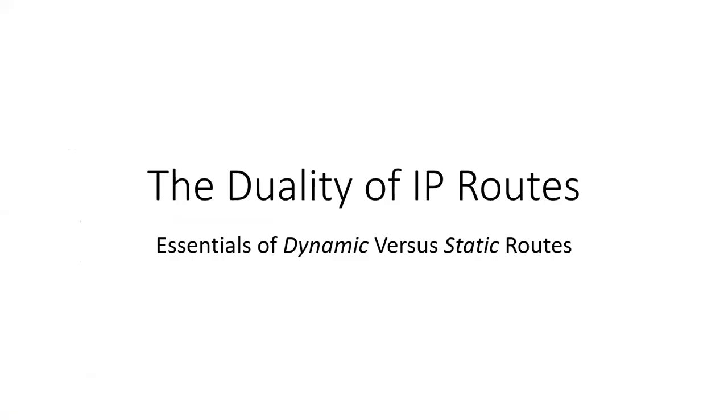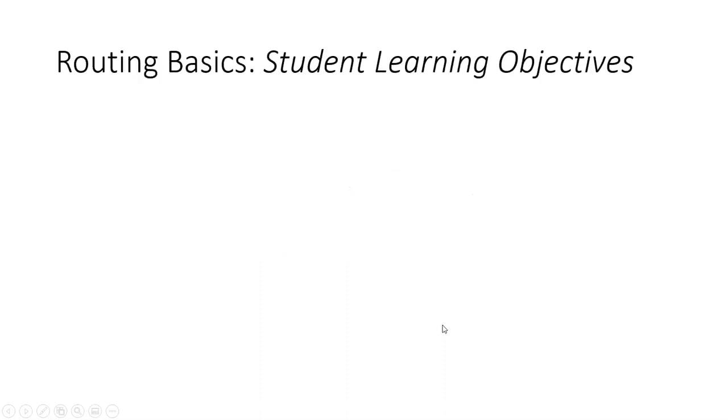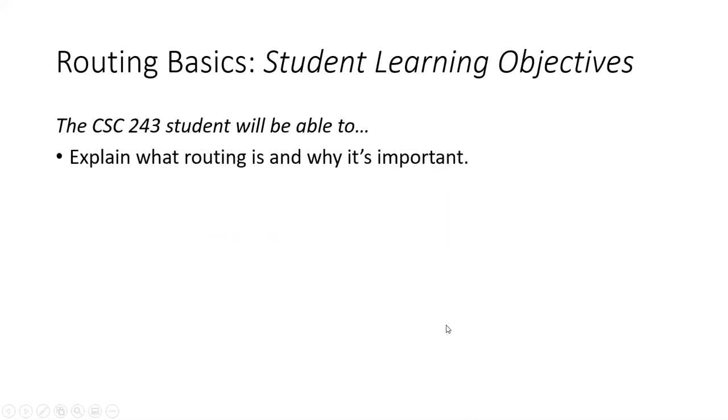So today we're going to be reviewing the duality of IP routes. There are two different kinds of routes, kind of like the duality of electromagnetic radiation. When you look at light, it has some properties that are a bit like electricity and some that are like magnetic.